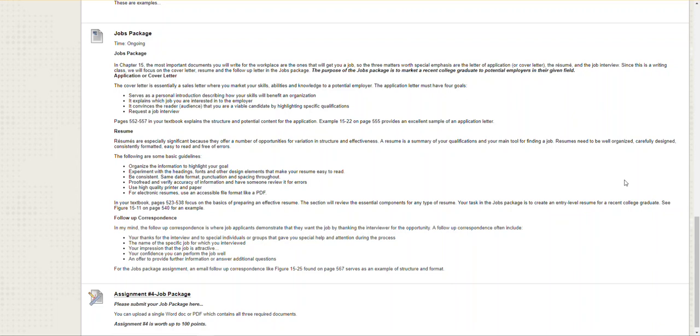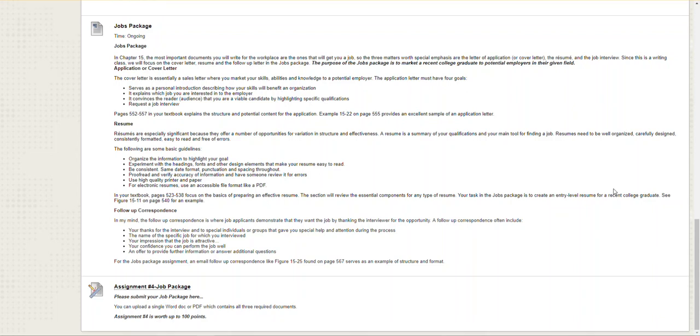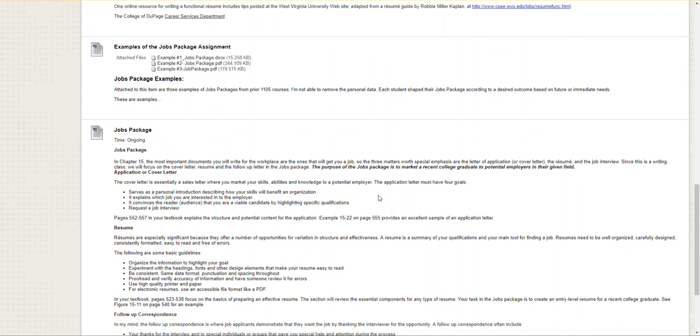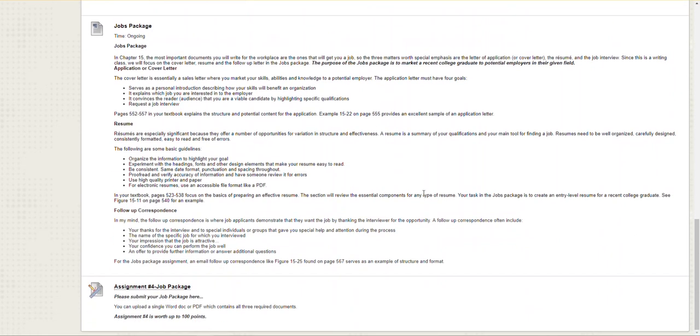The textbook is quite clear in some of the examples that they provide. You're focusing on the entry level resume for a recent college graduate. That's figure 15-11 on page 540 in the textbook. And then lastly, a follow up correspondence where you would thank them for the interview. And there's an example of that also in the textbook. The three examples that I provided from previous students cover all three documents. So once again, all three documents in one specific Word document or PDF would be great.